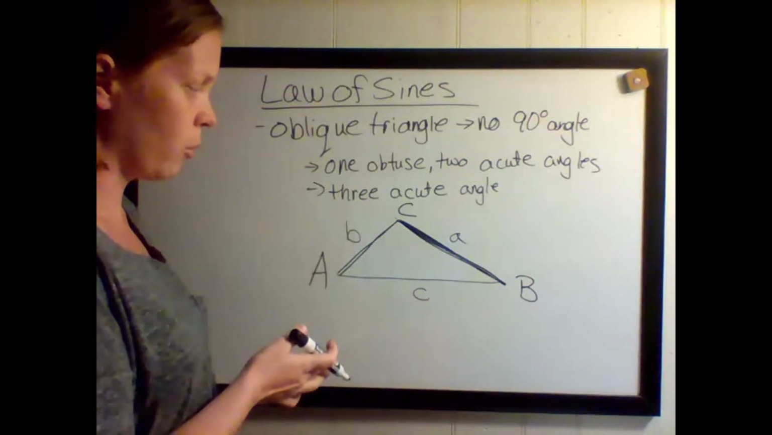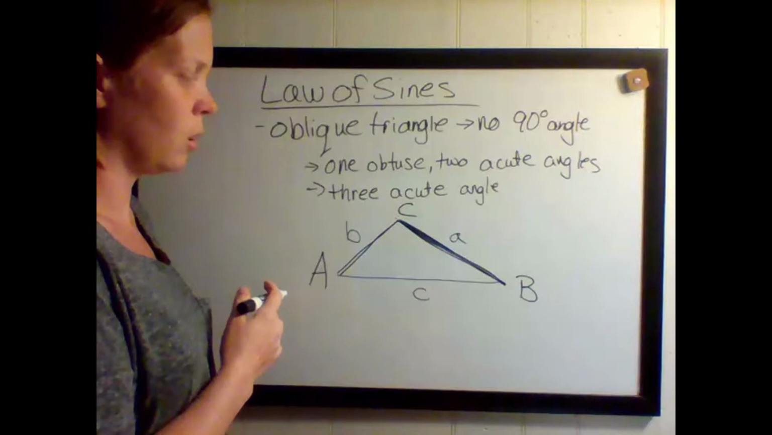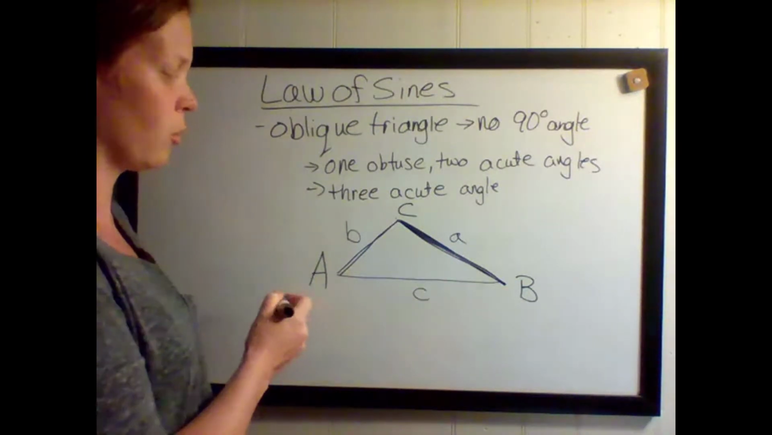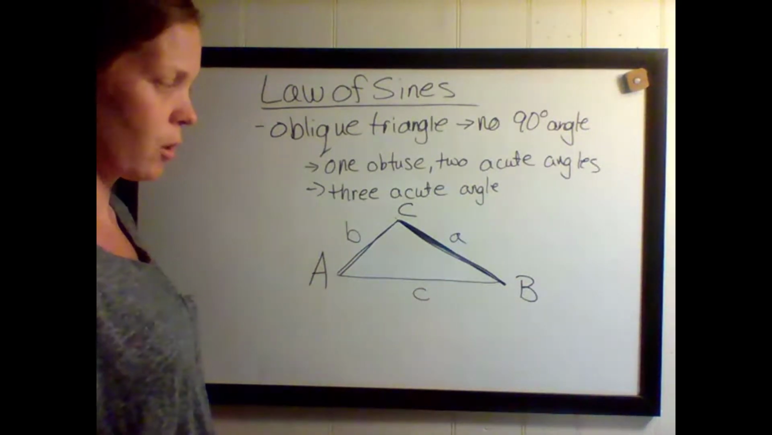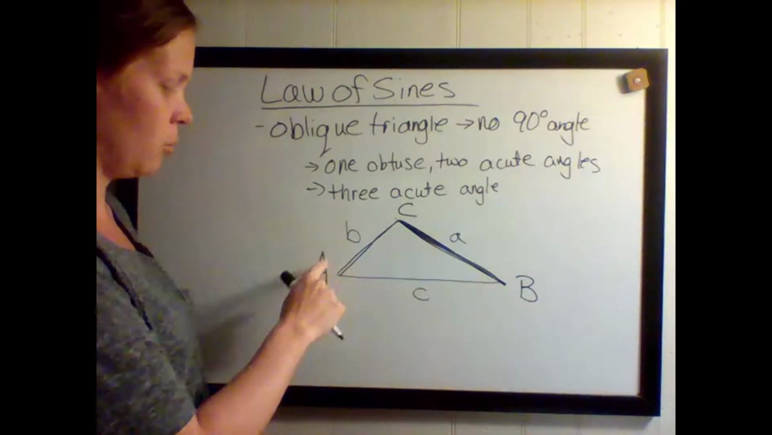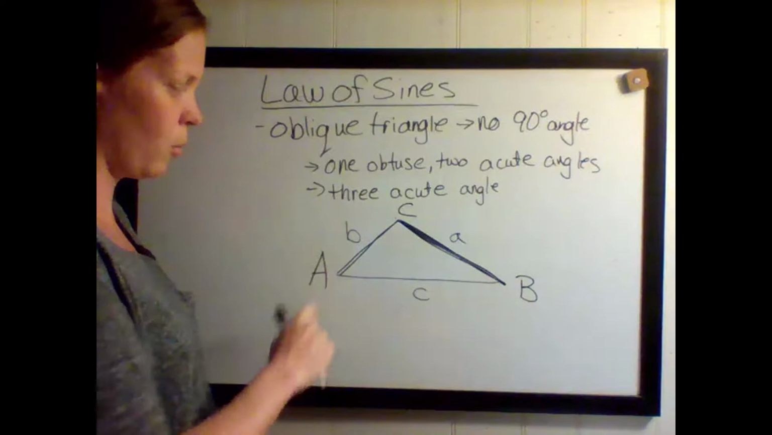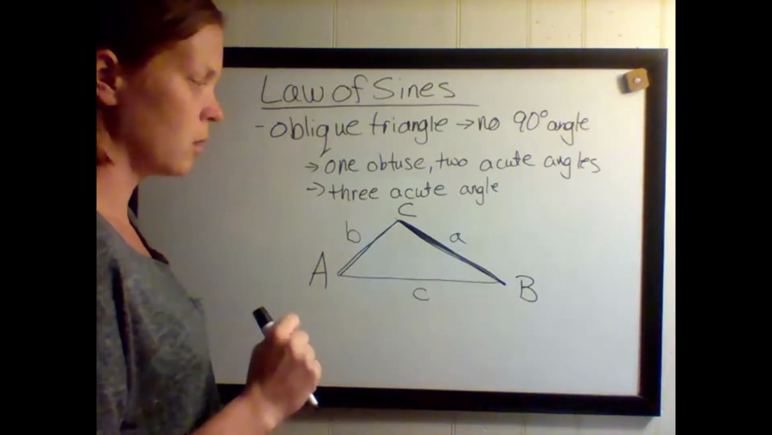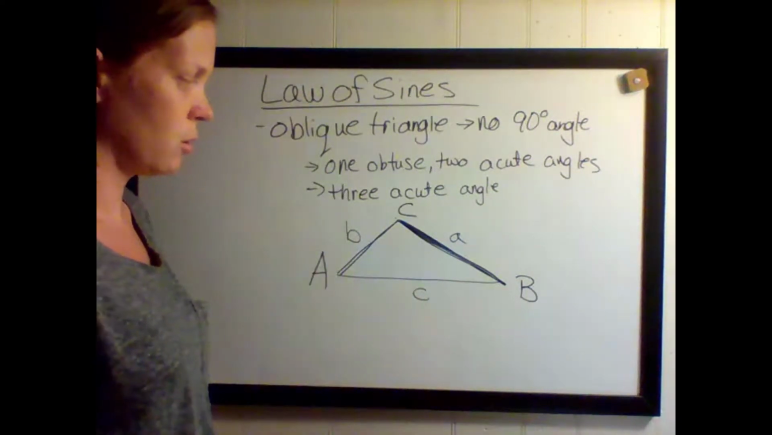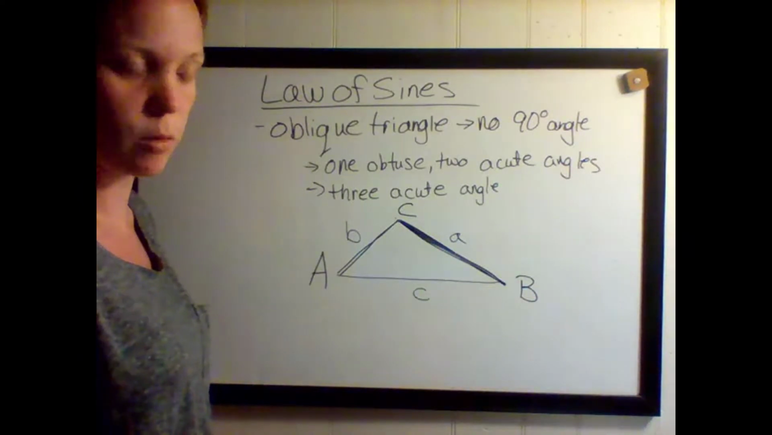So what we're going to do is a lot of times we might know 3 pieces of information. If we know 3 things, we should be able to solve for all the rest. So for example, maybe I know this side, this angle, and this side. Or maybe I know all 3 sides but not the angles. So we'll look at different situations of what we can solve if we know some information.